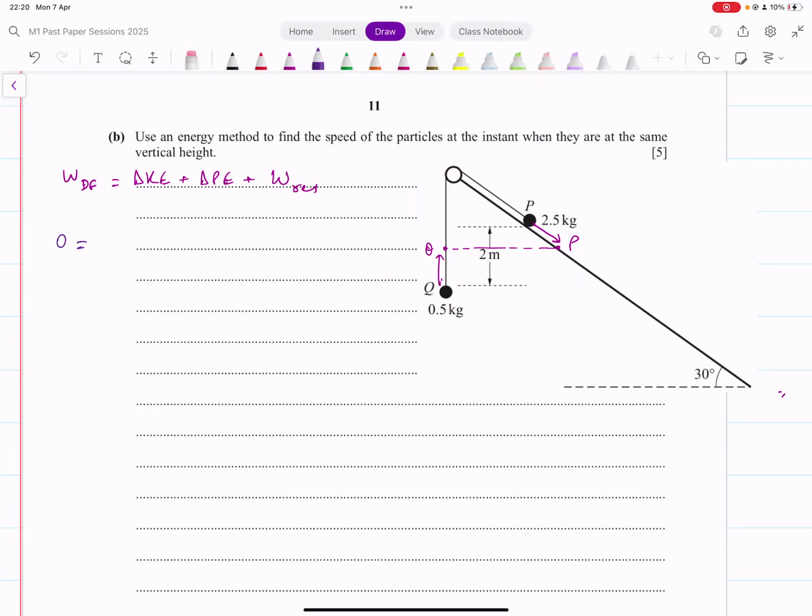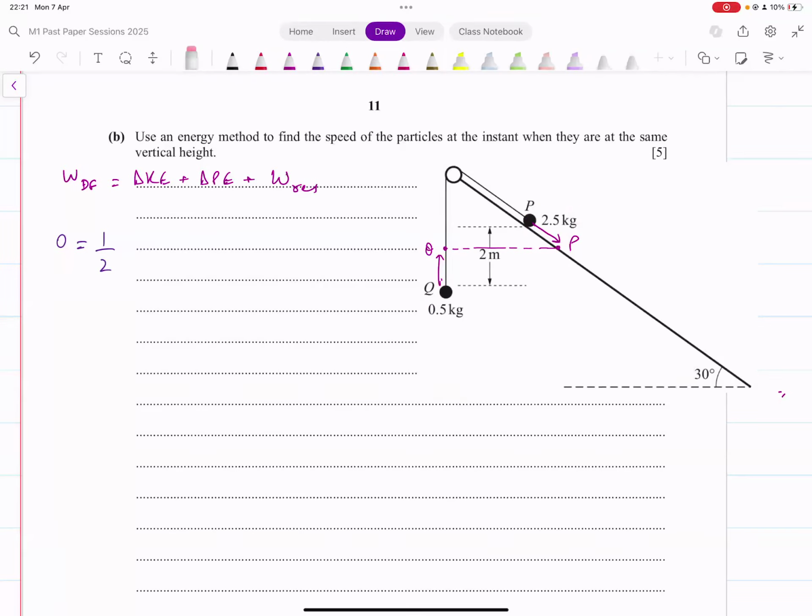Do we know the initial velocities? Initial velocities are 0, right? Initial velocities are 0 because they started from rest. What about the final velocities? That's what we have to find out. Find the speed of the particles when they are at the same height. So we have to find that final speed. So change in kinetic energy, since they have different masses, we'd have to write them separately. Or we can add up their masses as well. That also works. The total mass of the system, what's that? That's 2.5 and 0.5, right?